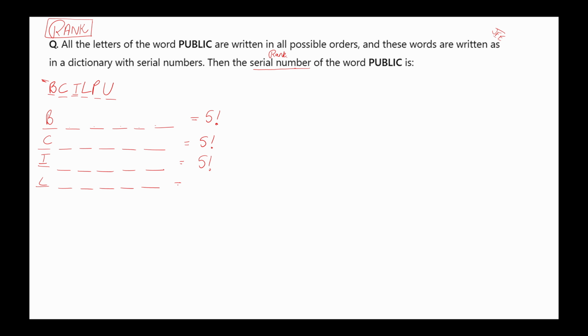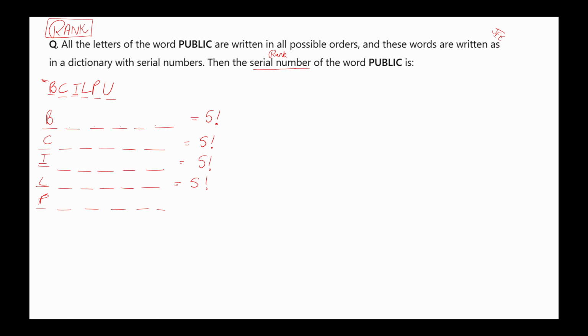For L again it is not correct, so it would become 5 factorial. Now for P, when I write P, it is correct, so I am not going to add anything here. Now I would start checking for the second letter from the first alphabet itself. P is correct, so I do not need to add anything.